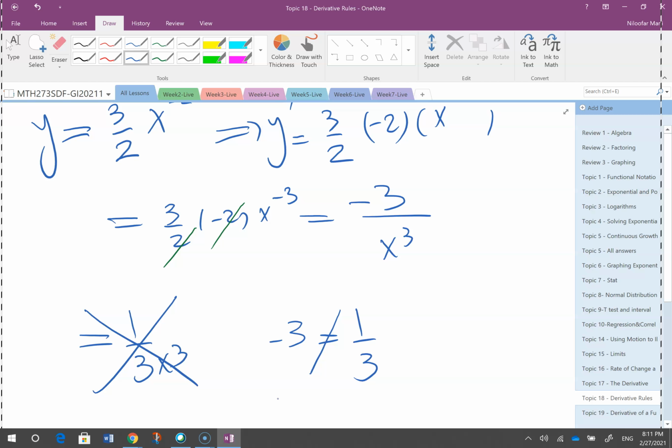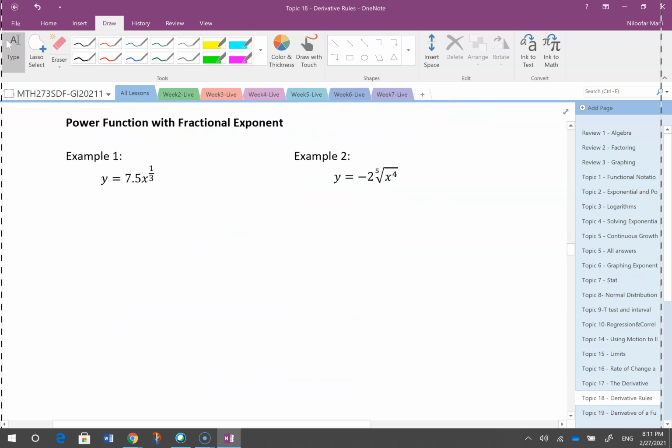Minus 3 is 3 units to the left of 0. 1 over 3 is not even 1. It's 1 divided by 3. So they are not like each other. No, no, no. Okay, so continue. How about here? How about fraction? Can I have fraction in the power? Yes.